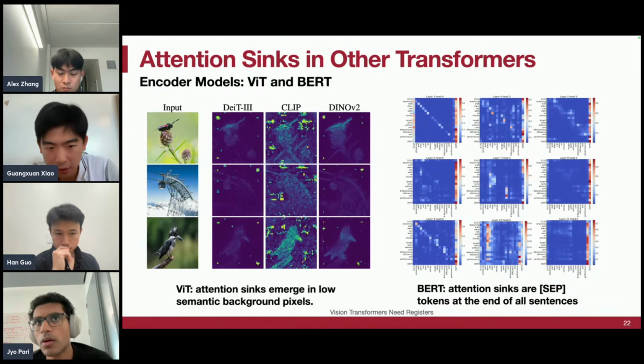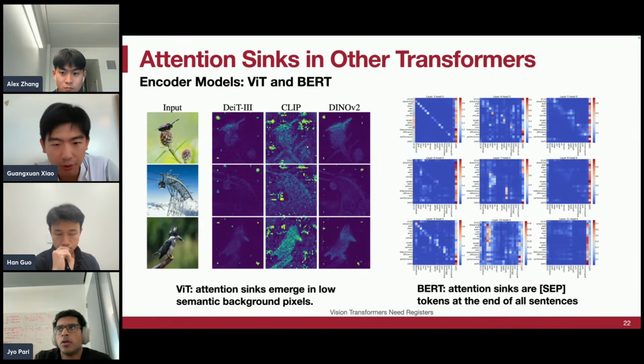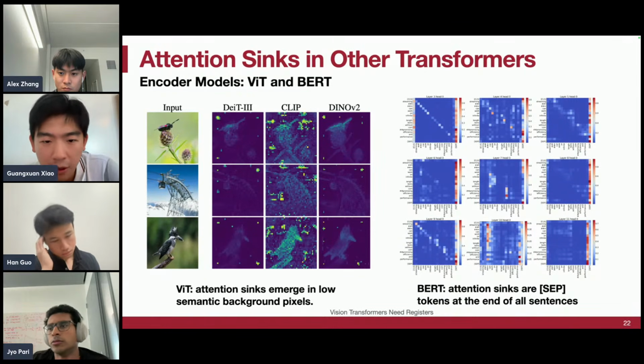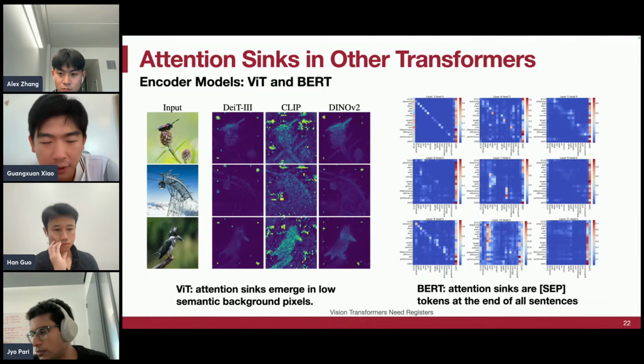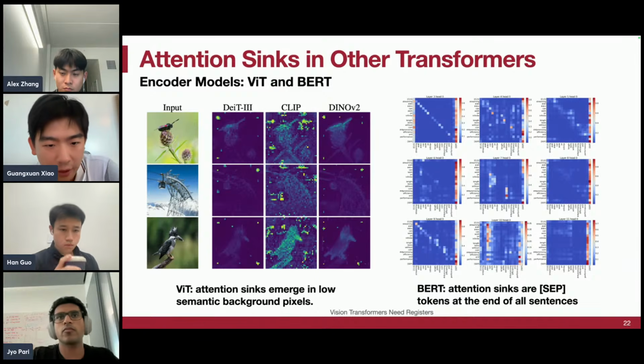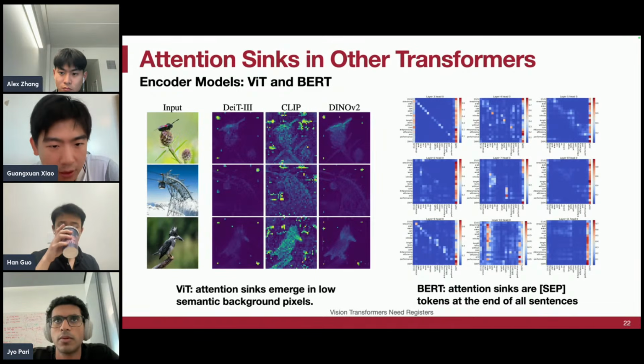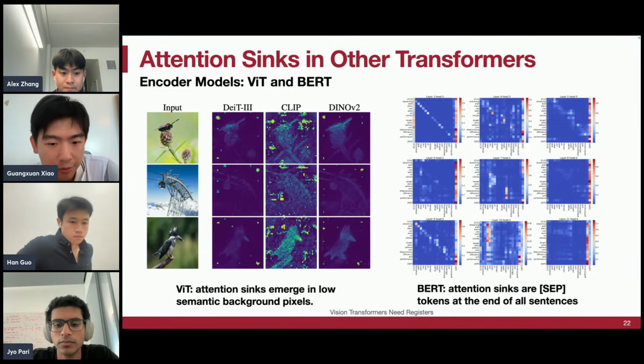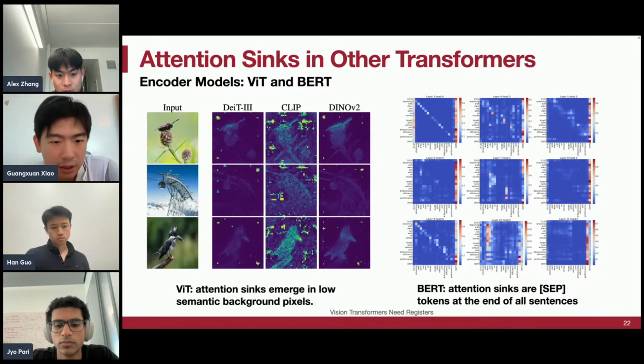And for BERT and RoBERTa models, people already found out around 2019 that some tokens like the separator token and some delimiters like comma and period will absorb a lot of attention. So I think these tokens are basically serving as attention sinks in these transformer models.